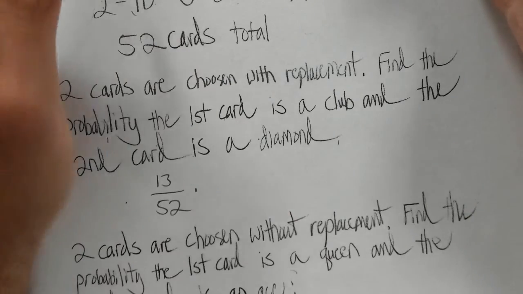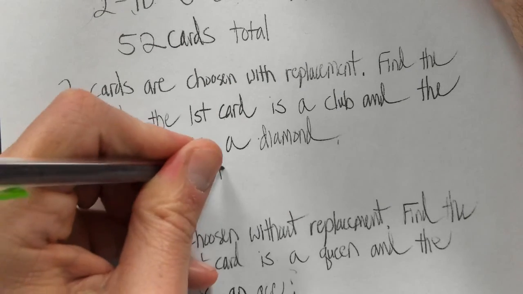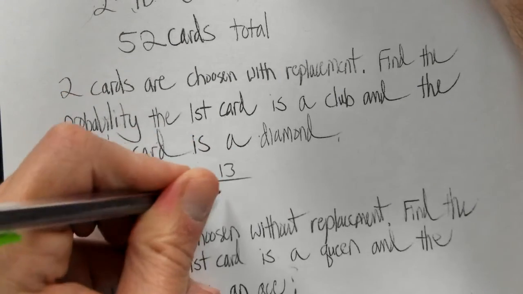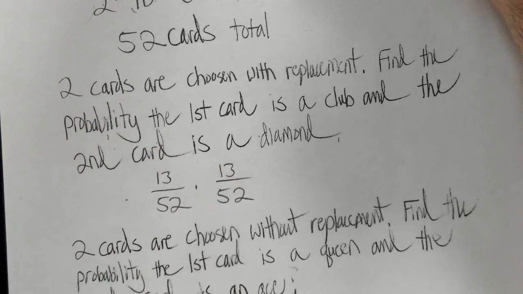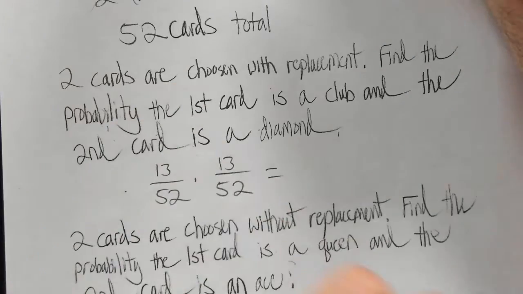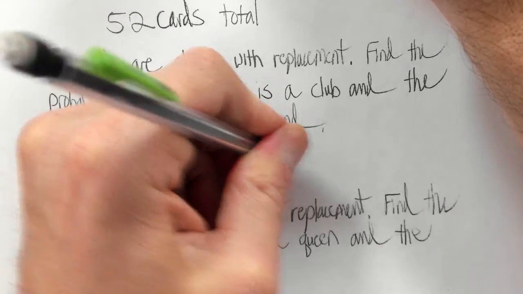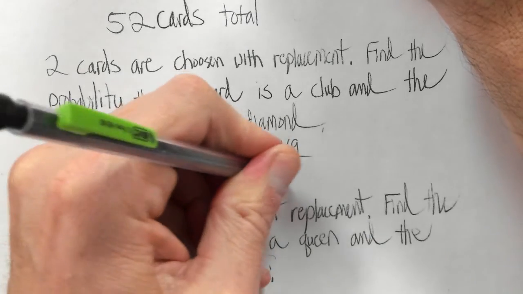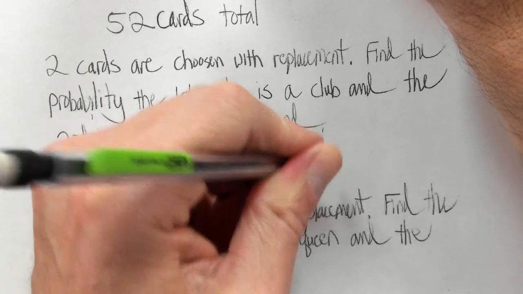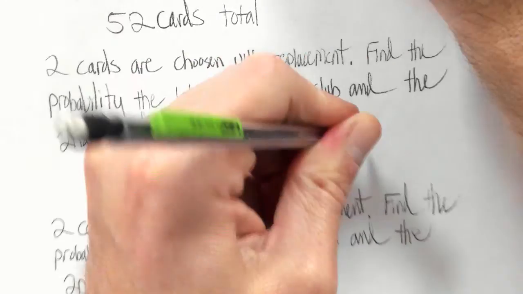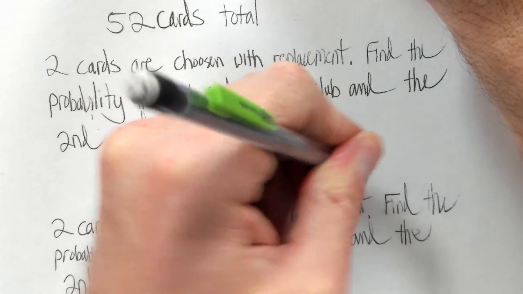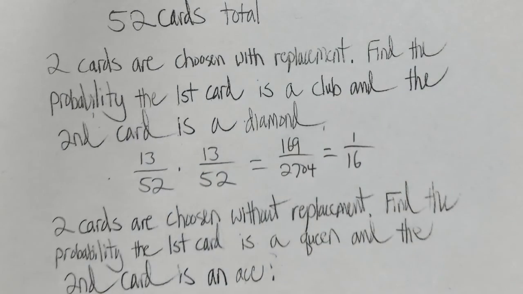Well, since we put the card back, how many diamonds? 13. And how many total cards? Still 52, because we put it back. We didn't leave it off. All right? So I need to multiply these two together and reduce it. That would be 169 over 2704. And once I reduce that down, that will be 1/16. I've got a 1 out of 16 shot of getting those picks.